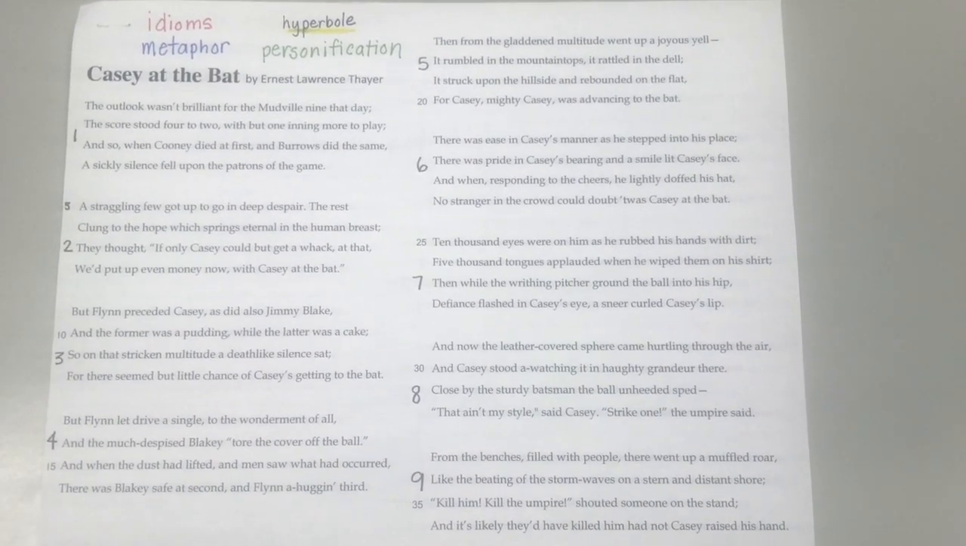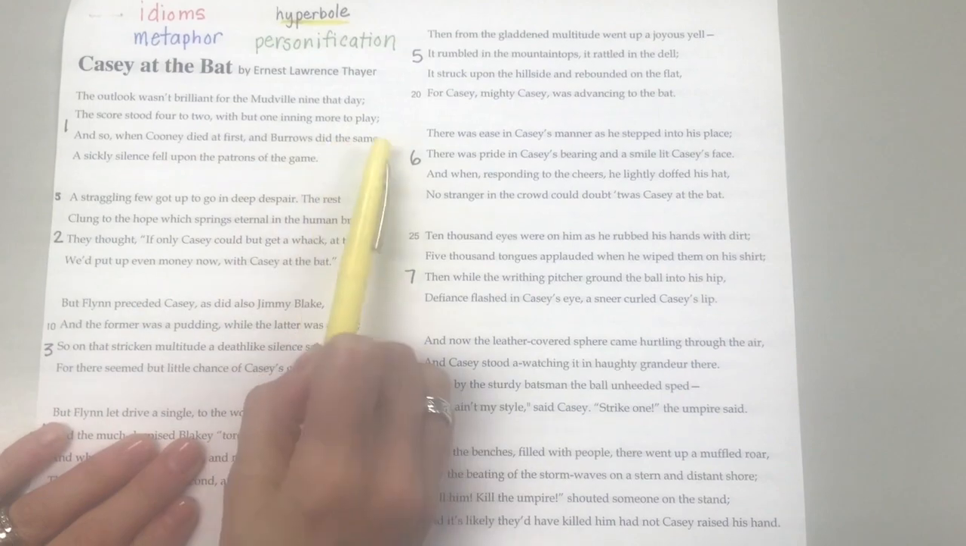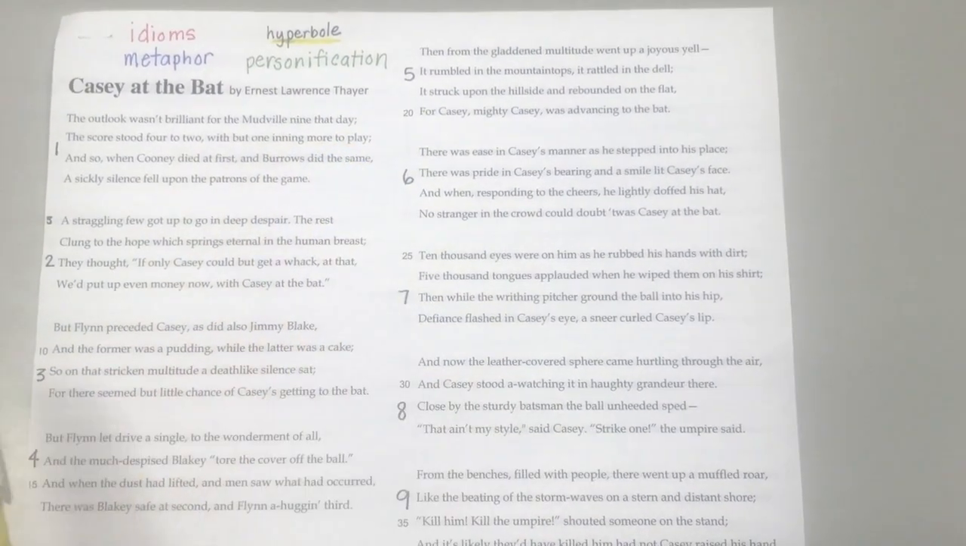They use figurative language. And in this case, they use a hyperbole, or an exaggeration, that there's no way it could be true. I'm going to look at line 3. It says, "When Cooney died at first base, and Burroughs did the same." It says Cooney died. That's a hyperbole. Cooney did not actually die at first. He got out at first. And Burroughs did the same, which means Burroughs also got out at first.